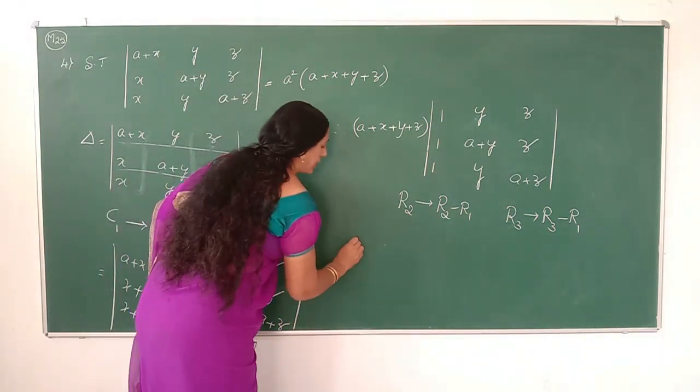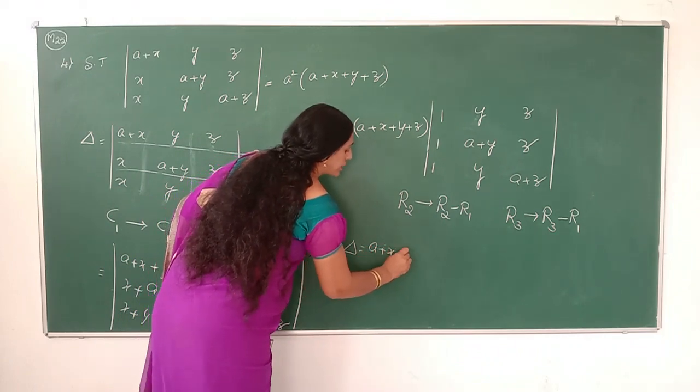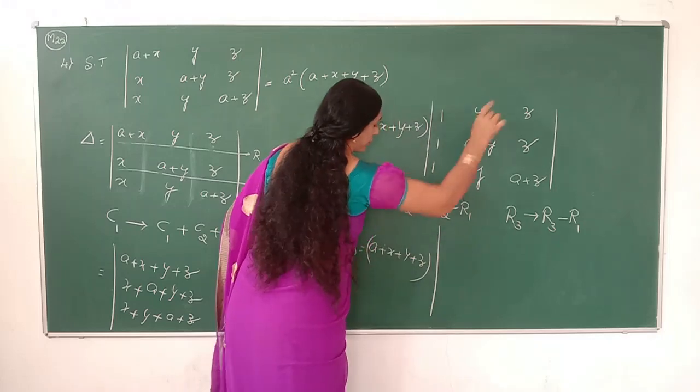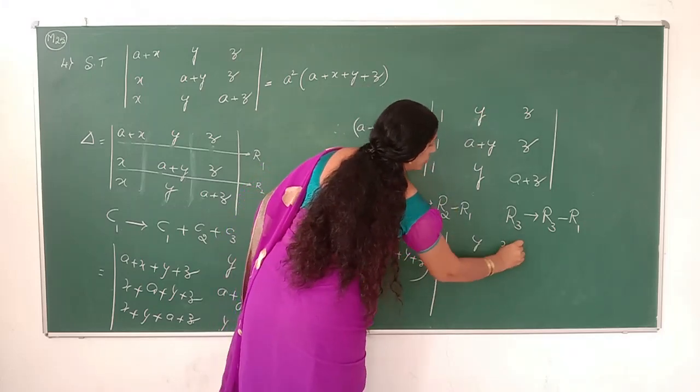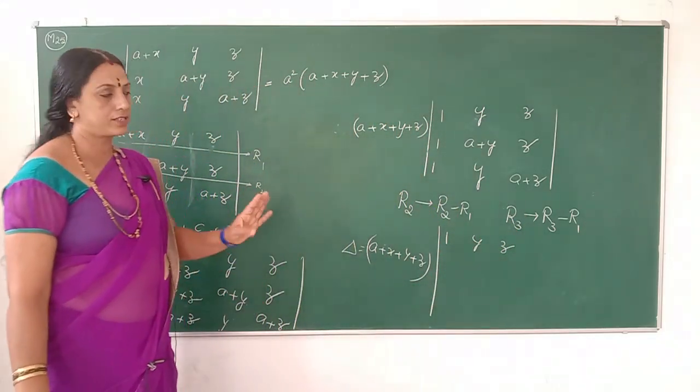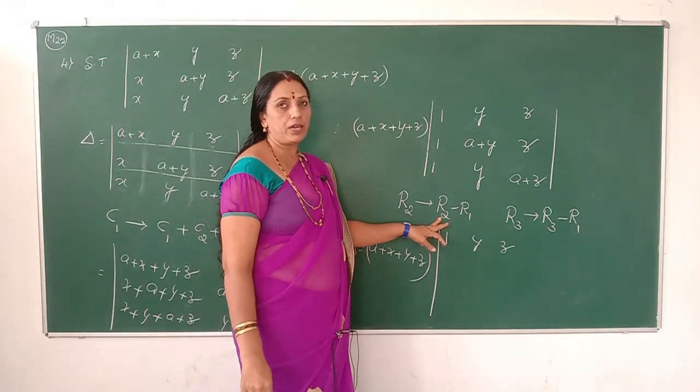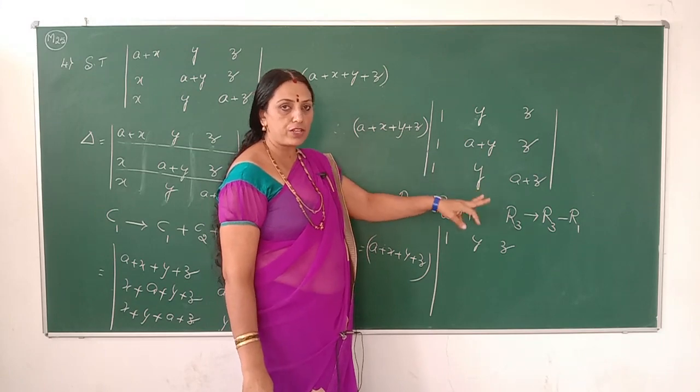So therefore delta is nothing but a plus x plus y plus z, and the elements of the first row are not altered: 1, y and z. Elements of the second row are subtracted with the corresponding elements of the first row.